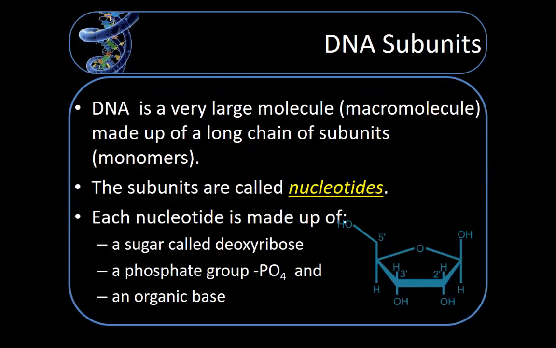Every nucleotide is actually made up of other pieces. There's a sugar, which in DNA is deoxyribose, a phosphate group, PO4, and an organic base of some kind. There are four bases that we utilize in the DNA molecule: adenine, thymine, cytosine, and guanine, and we'll talk a little bit more about that in a minute.